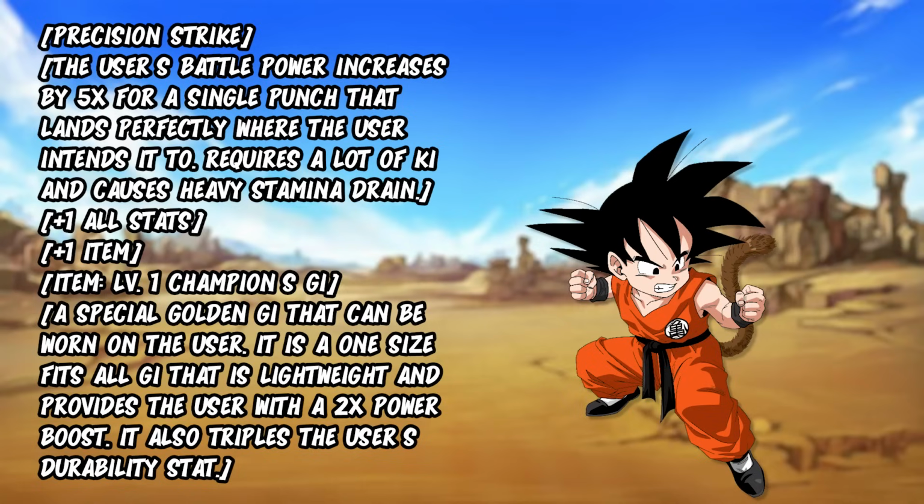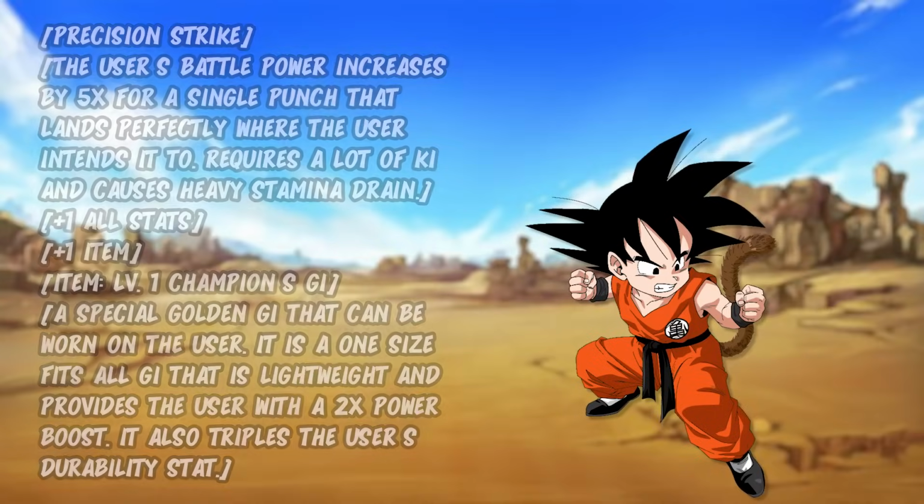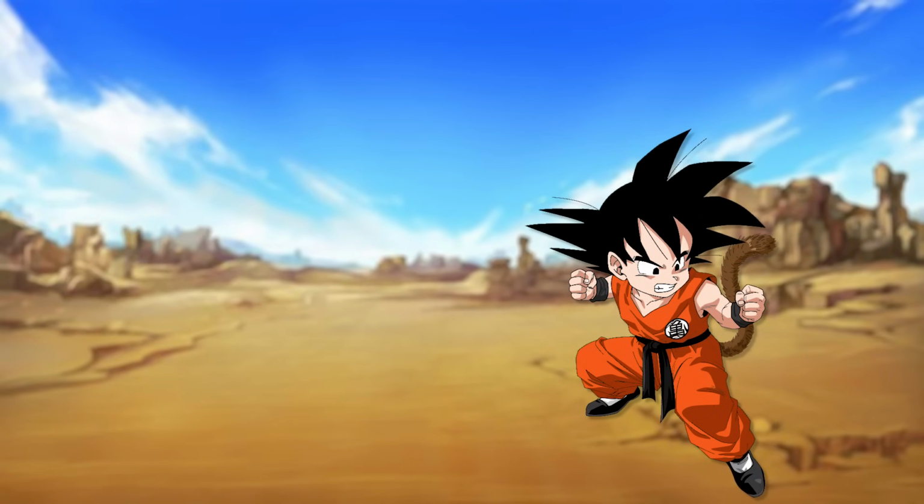A special golden gi that can be worn by the user. It's a one-size-fits-all gi that is lightweight and provides the user with a 2x power boost. It also triples the user's durability stat. Goku gets quite interested in this item and decides to put it on right away.